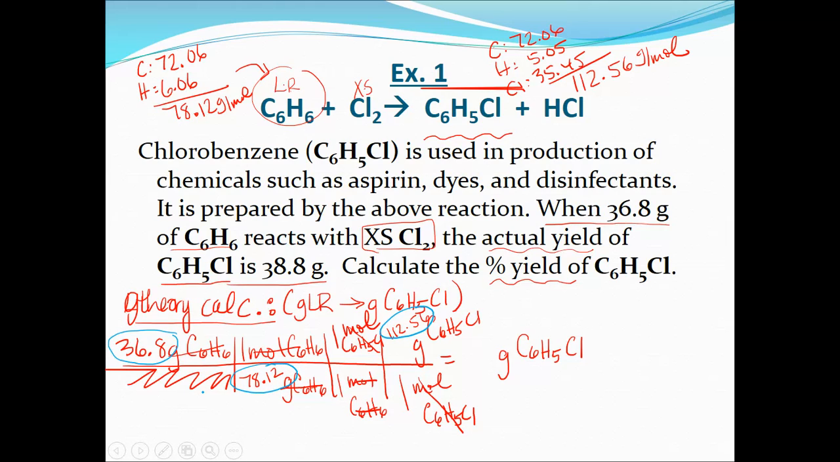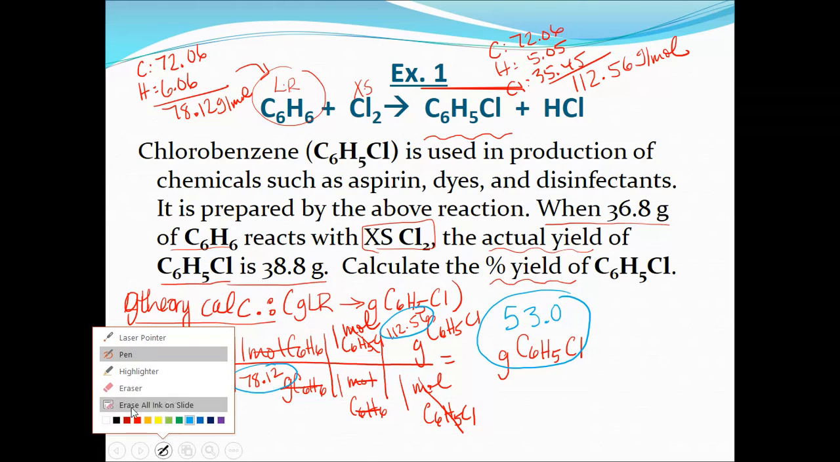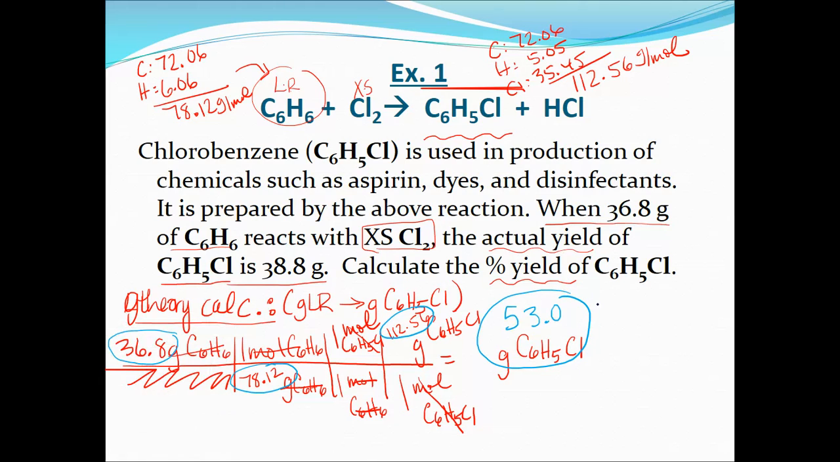So let's punch in 36.8 times 112.56 divided by 78.12. So that's going to give me 53.0 grams of C6H5Cl. So that is the grams theory calculation. Now let's take a look at the percent yield. So percent yield calc.